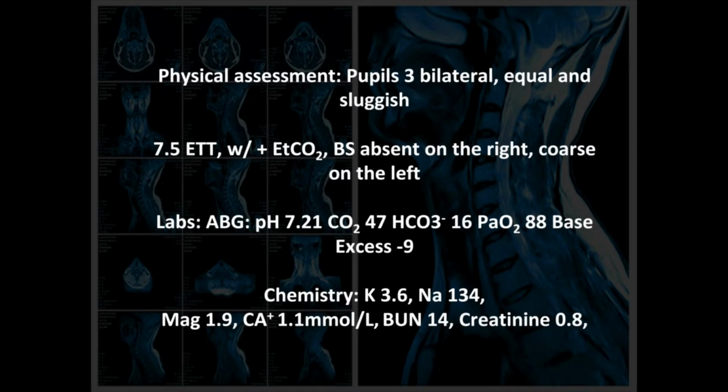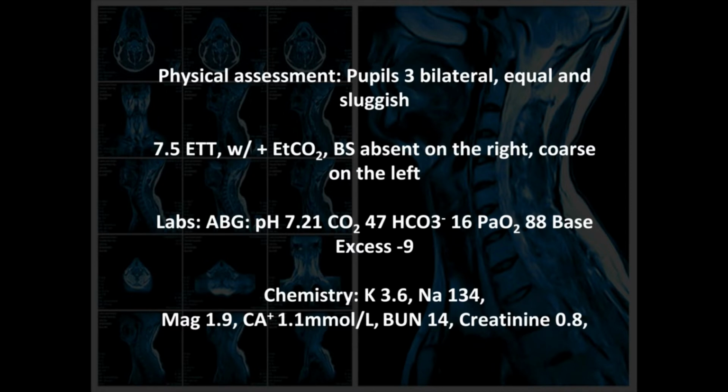They do have some labs. They have a chemistry panel and ABG. We have a pH right now of 7.21, CO2 of 47, and a bicarb of 16. We have a PaO2 of 88 and a base excess of -9, which would be a base deficit of 9. So at this point, we have an uncompensated metabolic acidosis, or you could really say a partially compensated. Our CO2 is slightly elevated, but that is very borderline.